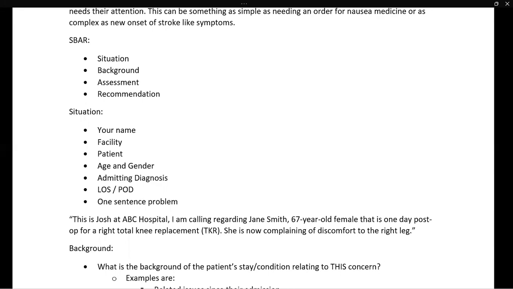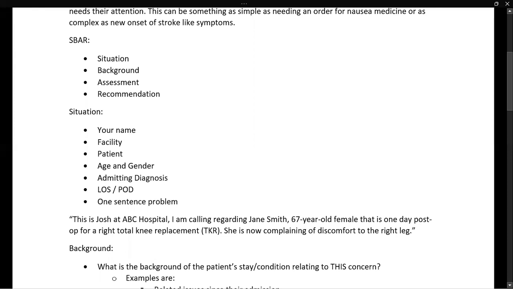So let's begin with the situation. When you as a nurse call a provider, you need to begin with the following components: your name, the facility you are calling from, the patient you are calling about, their age and gender, their admitting diagnosis, how long they have been there. So this says LOS, which is length of stay, or POD, which is post-op day. And one is used in a surgical patient, one is used in a medical patient. And then the last part of the situation is a one sentence about the problem.